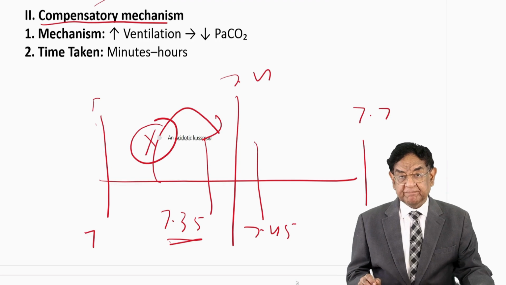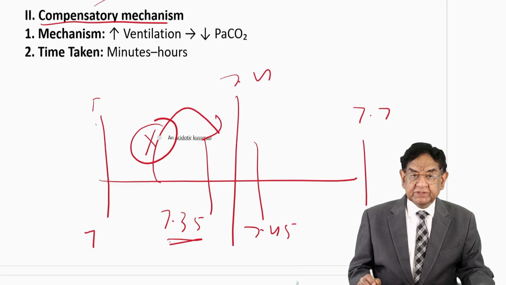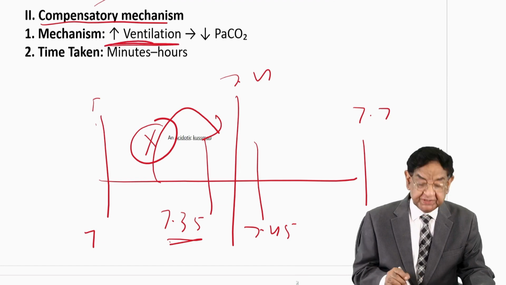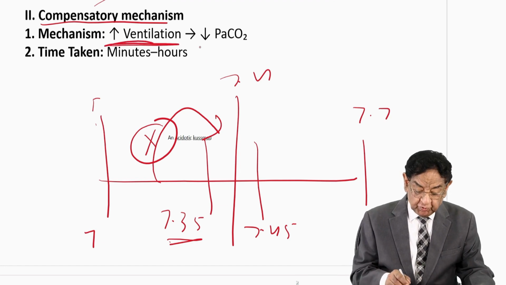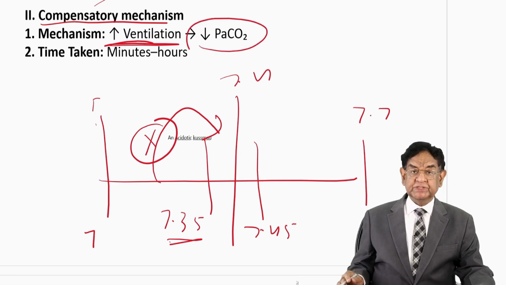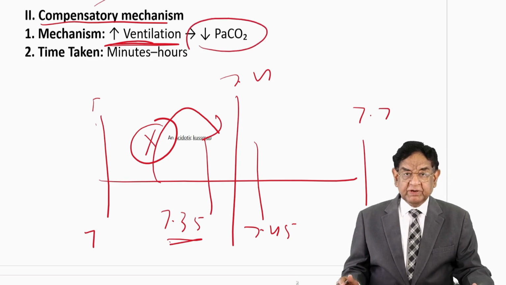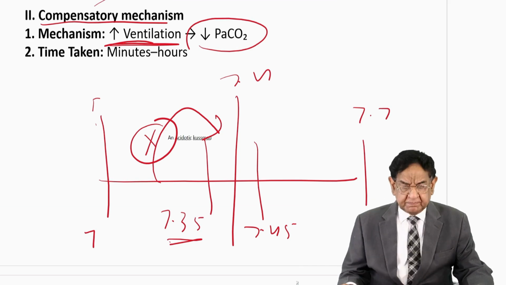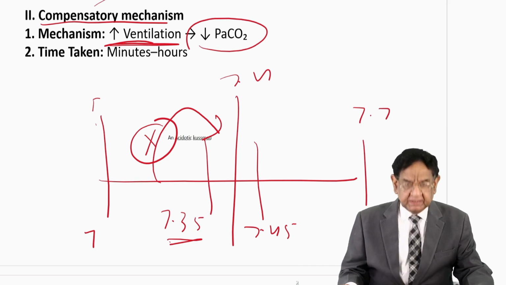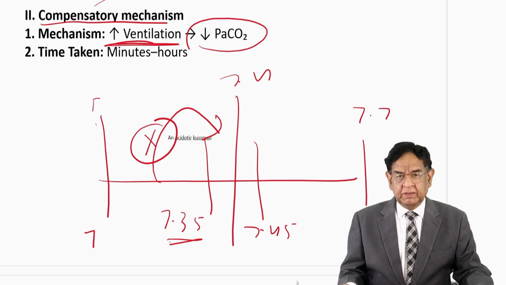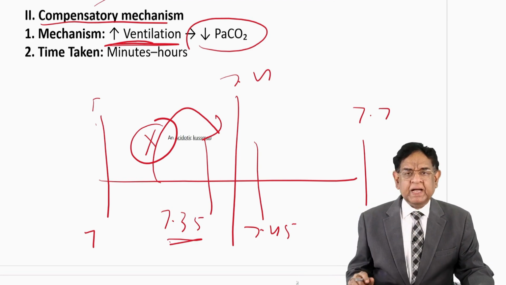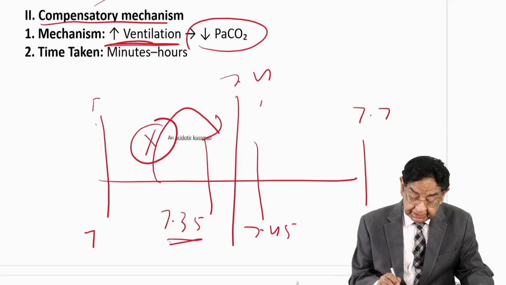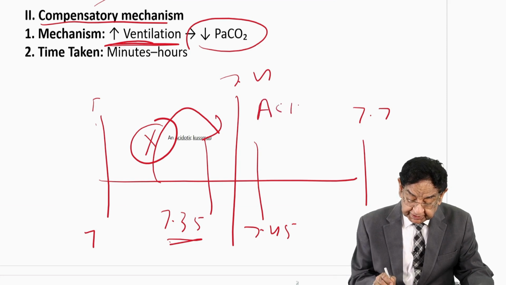So the body will try to bring back pH to normal or near normal. That is the so-called compensation. In case of metabolic acidosis, the compensating mechanism is increased ventilation, and that leads to washout of CO2. CO2 is an acid. Look at me. Actually the breathing happens like this. Hyperventilation, so-called acidotic breathing.